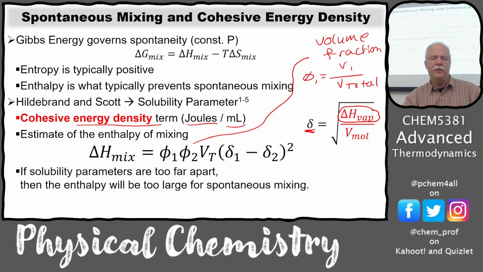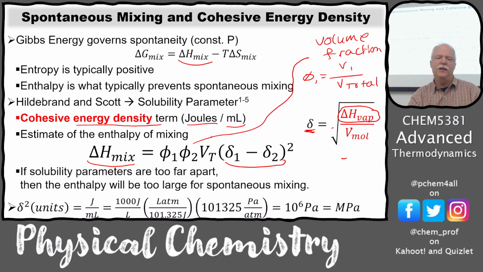If the solubility parameters are too far apart, so that means this delta right here, if that difference is too large, then the enthalpy is going to overwhelm the spontaneity because it's going to be a positive number. There's no negative numbers in this whole equation. That's one of the downfalls of this theory, is that you won't ever have negative enthalpies of mixing.